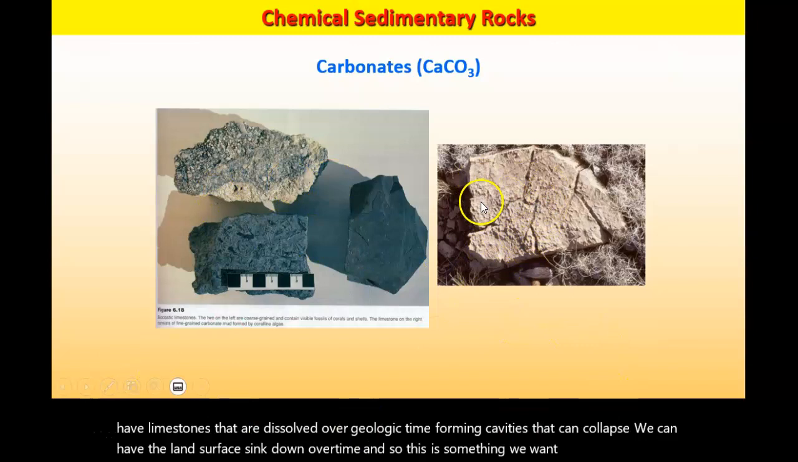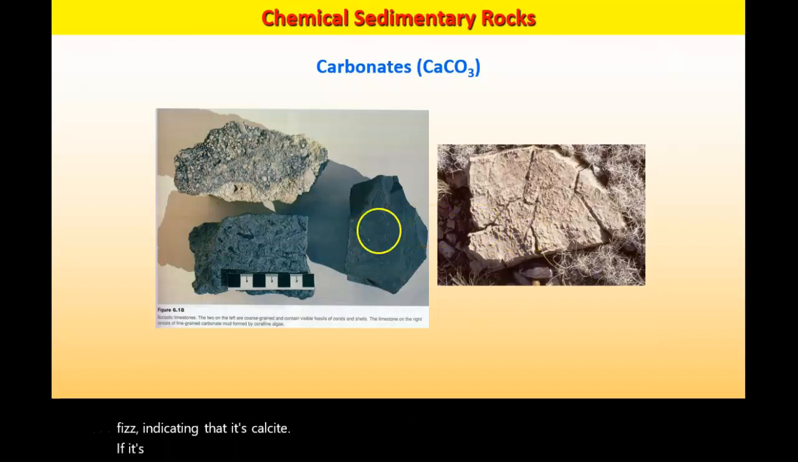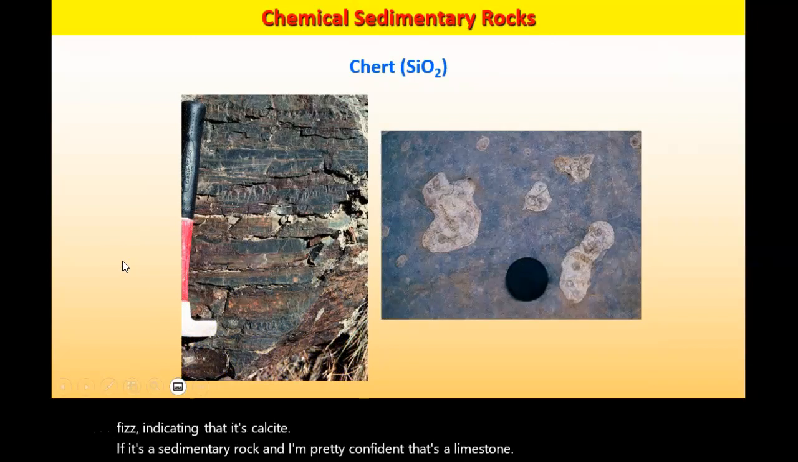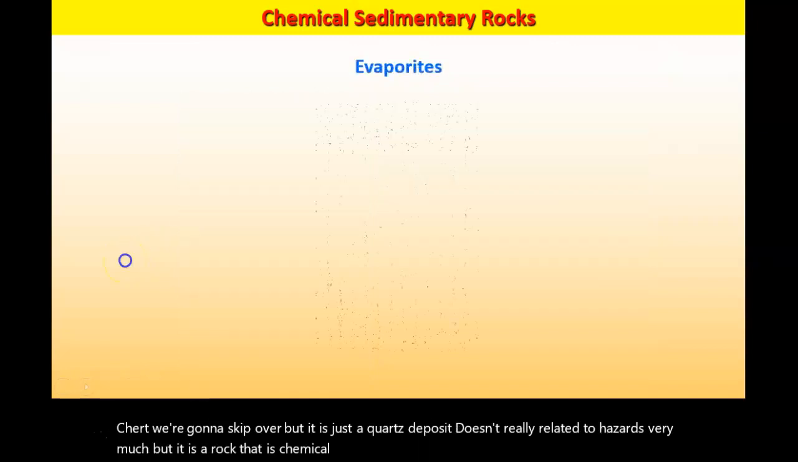And so this is something we want to identify. How do we know? Well, in the field we use diluted hydrochloric acid, and it causes the rock to fizz, indicating that it's calcite. If it's a sedimentary rock, I'm pretty confident that's a limestone. Chert, we're going to skip over, but it is just a quartz deposit. It isn't really related to hazards very much, but it is a rock that is chemical and made of quartz.